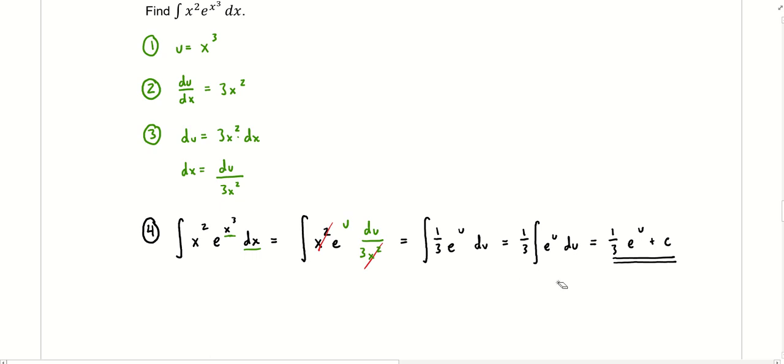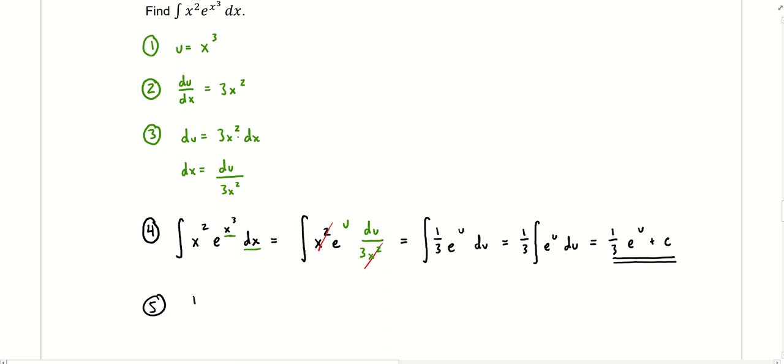Now remember, we're not done. We want this to be in terms of x. We want the integral with respect to x, not u. So step 5 is where we reverse our substitution. Every place I see a u, I'm going to replace it with x cubed. So my final answer here is going to be 1/3 times e to the u, which is now x cubed, plus c.